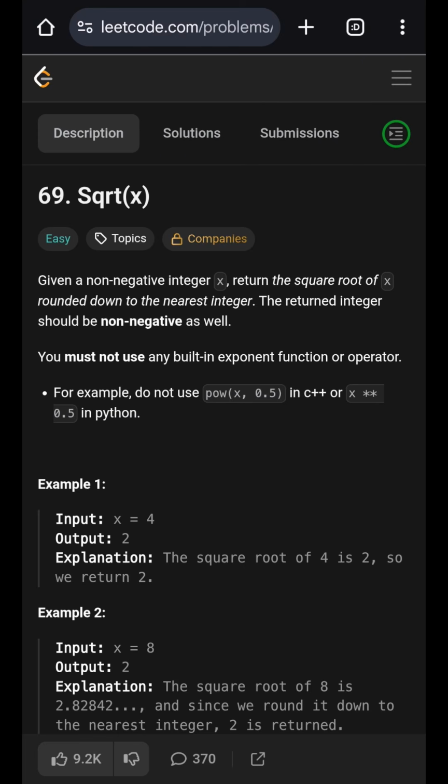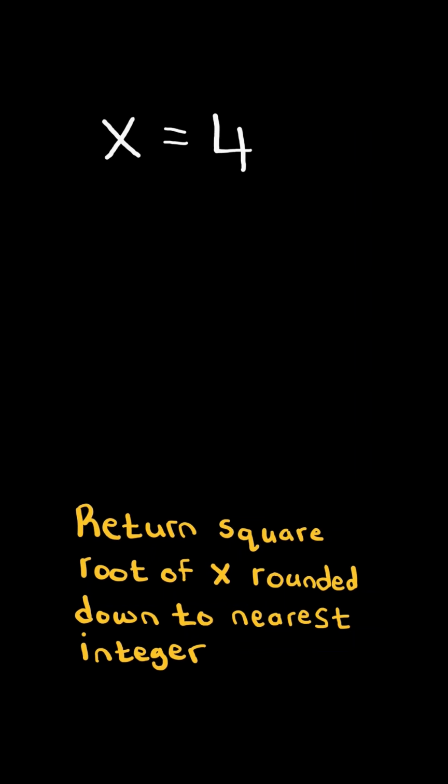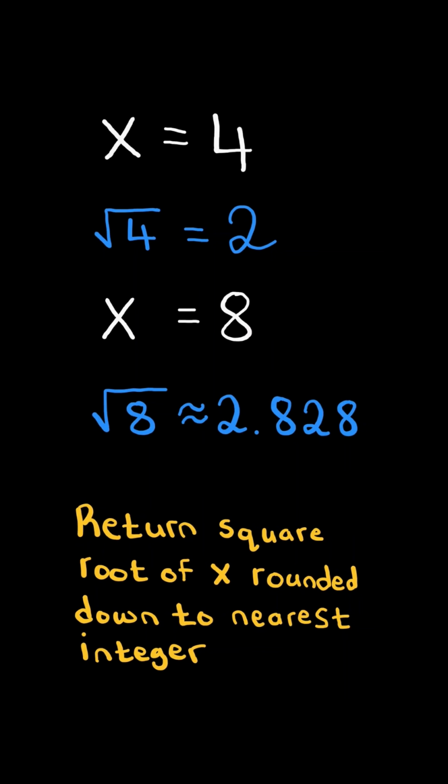Square root of x. Given a positive integer x, return the square root of x rounded down to the nearest integer. For example, in this case, the square root of 4 is 2. Consider this new example. The square root of 8 is roughly 2.8, and so rounding down we return 2. We must do this without using any built-in function or operators.